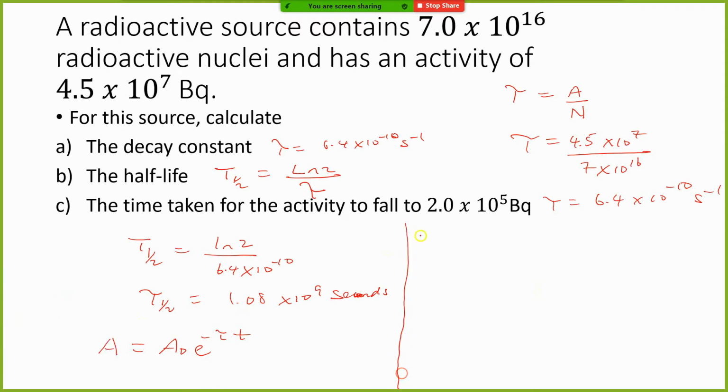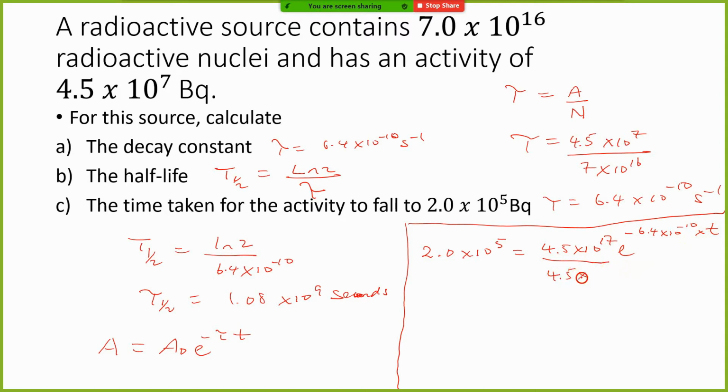Having said all of that, we can put in the information to say that our remaining activity, 2 times 10 to the 5 becquerels, is equal to the initial amount, which is 4.5 times 10 to the 17, e to the minus our decay constant, which is 6.4 times 10 to the minus 10, multiplied by t, which is what we're trying to find. What we could do here is divide both sides by 4.5 times 10 to the 17 to make it look a little better.